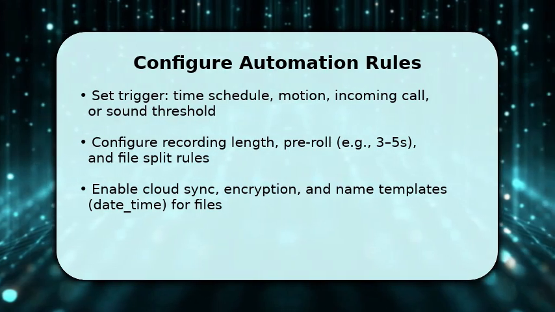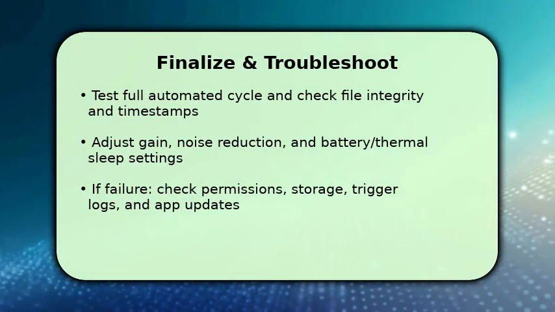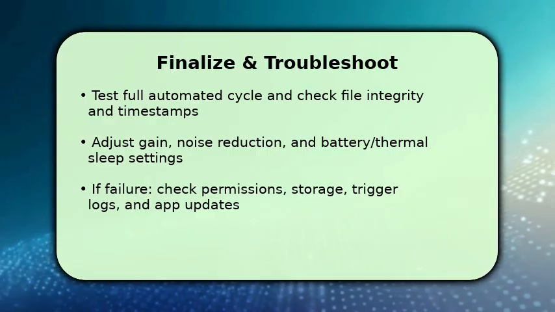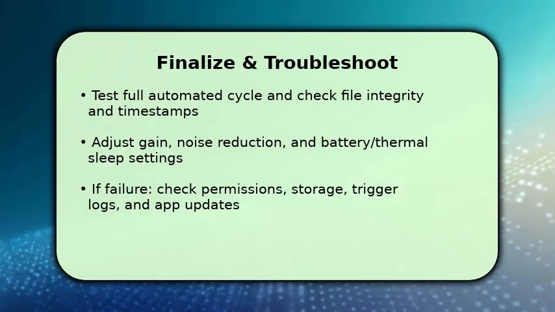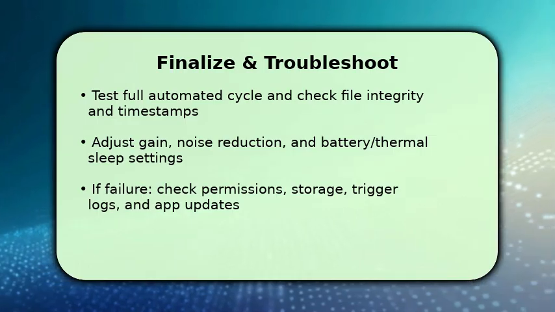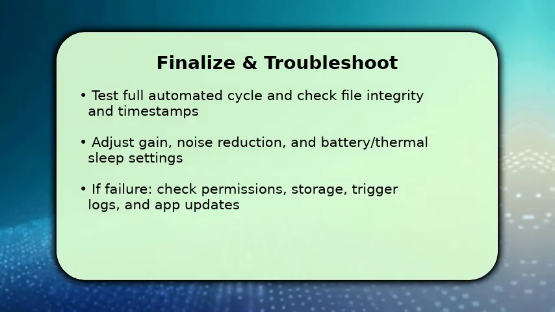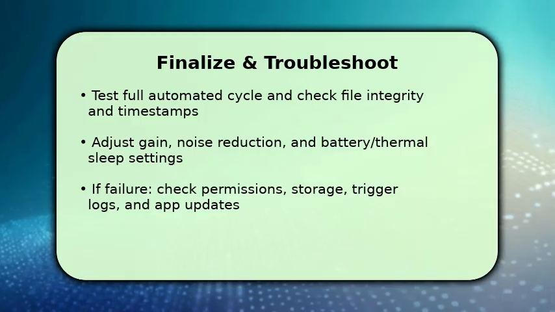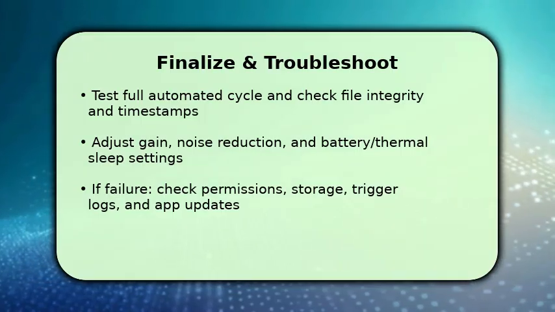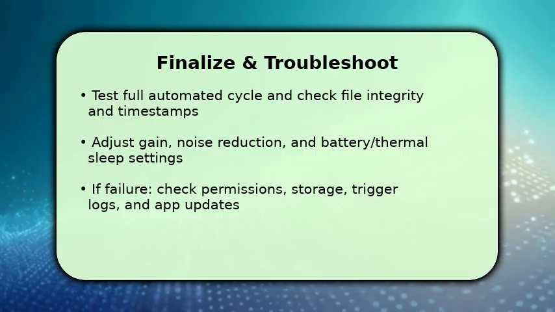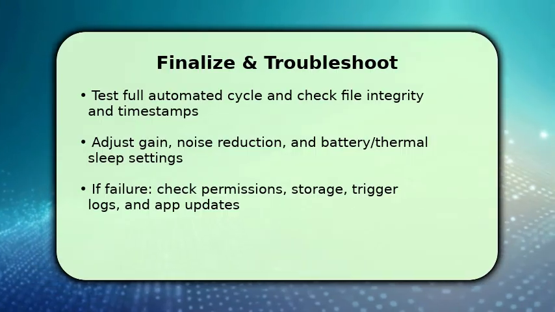You finish by running a complete automated cycle and inspecting the resulting files for integrity and correct timestamps. Make adjustments to gain and noise reduction to improve clarity, and disable aggressive battery or thermal sleep features that can stop background tasks. Once satisfied, schedule periodic backups and retention rules.